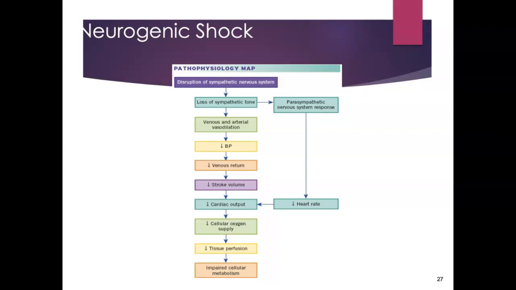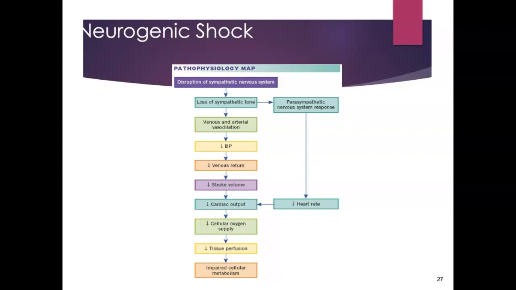So if we have an insult on the neurological system, we have disruption of the sympathetic nervous system. So you lose your sympathetic tone. Sympathetic tone is responsible for vasoconstriction. So if we lose that tone, we have venous and arterial vasodilation. Your blood pressure will drop.